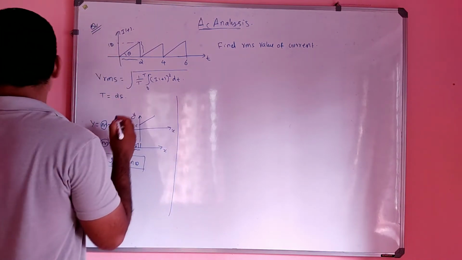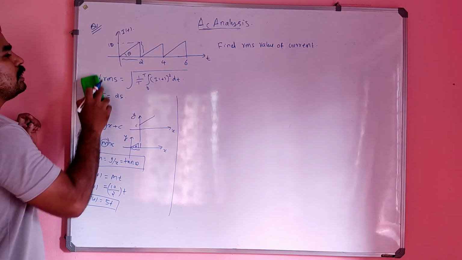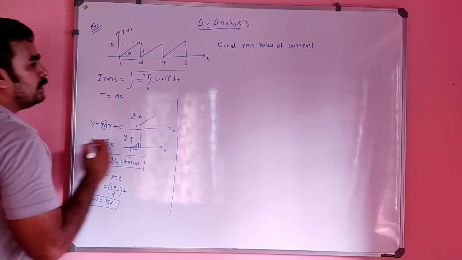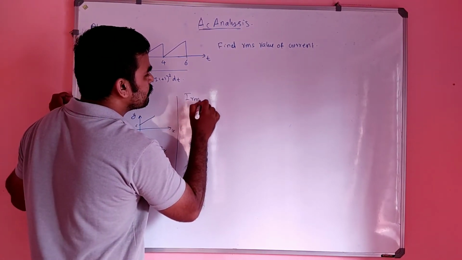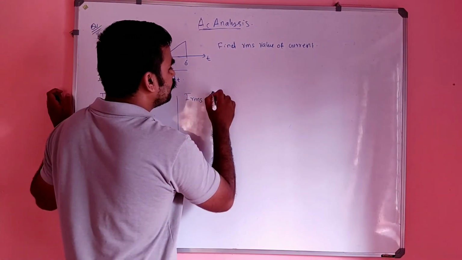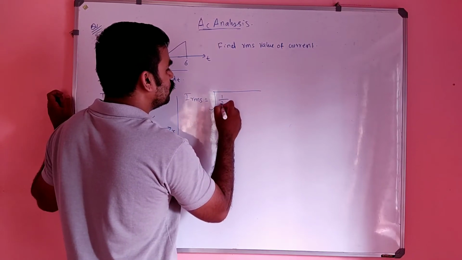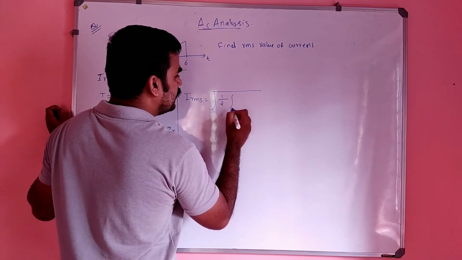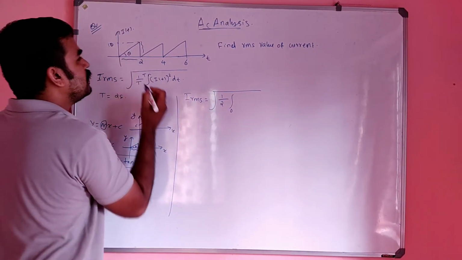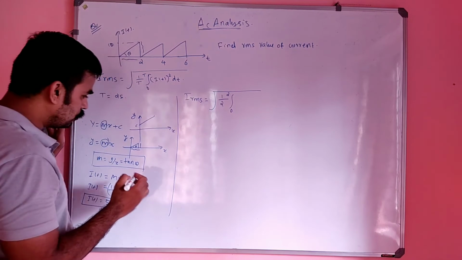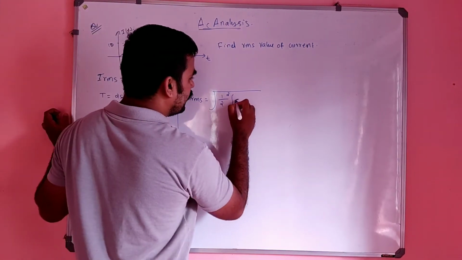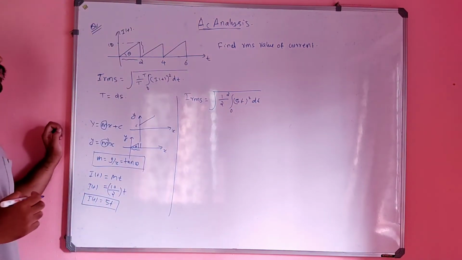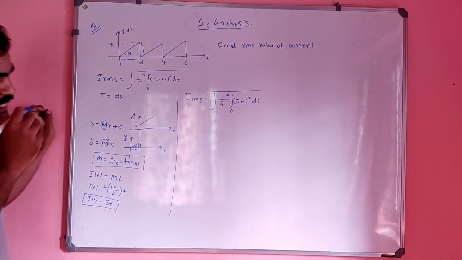Vrms, it is actually IRMS. So IRMS will be equal to root of 1 by T, that is nothing but 1 by 2, right? 1 by 2 integral 0 to T, 0 to T means 0 to 2, I of t is nothing but phi t, the whole square dt. Is it correct?